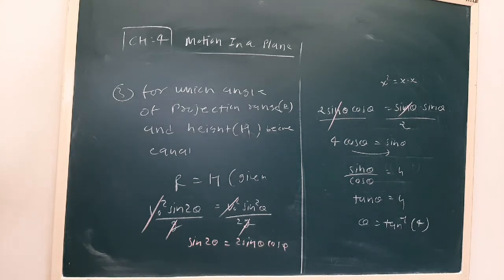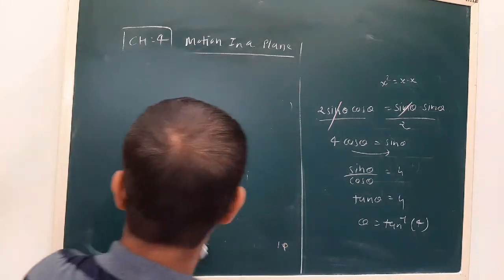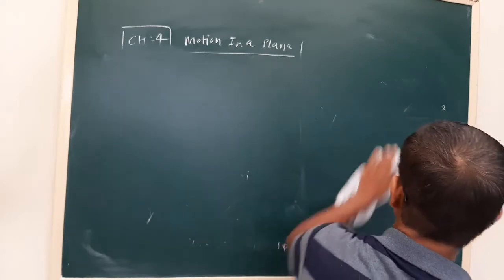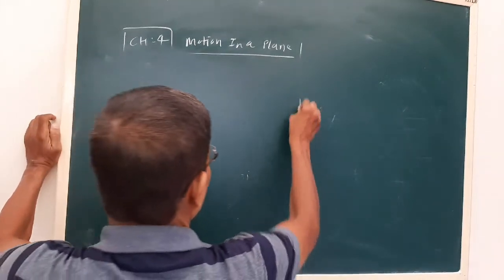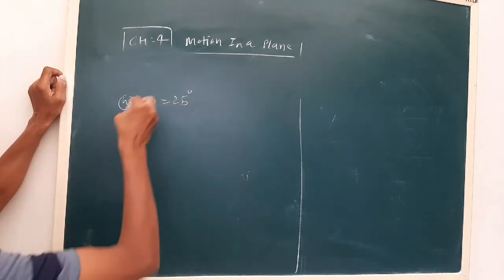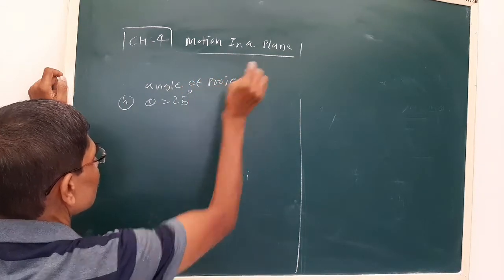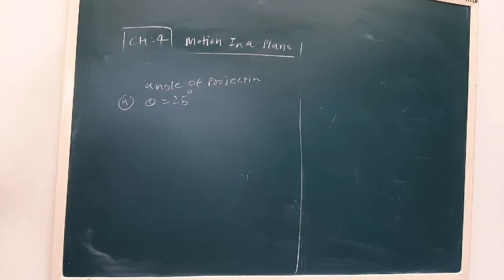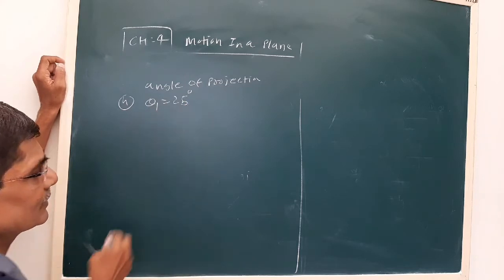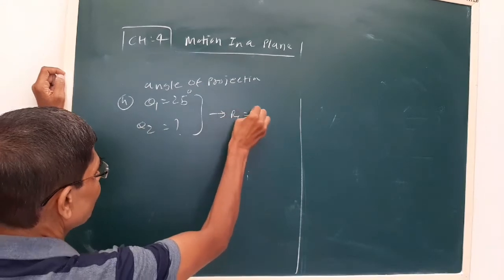Now, see, next MCQ. The projectile is projected with angle theta is 25, that is the angle of projection. Now the question is, for which angle of projection will the range be equal? Let us say theta 1 is 25. Theta 2 we have to find out, for which the range will be equal.